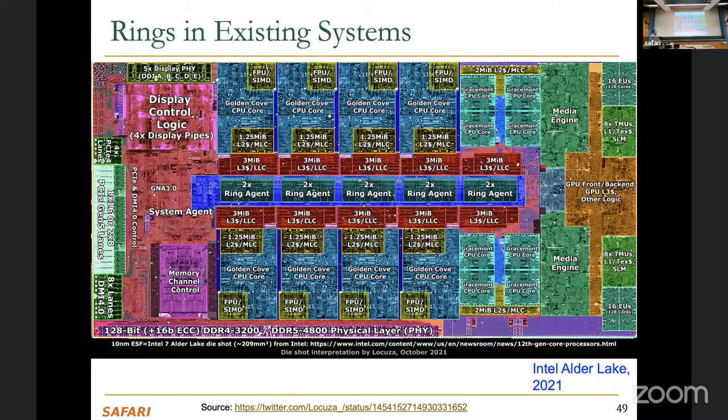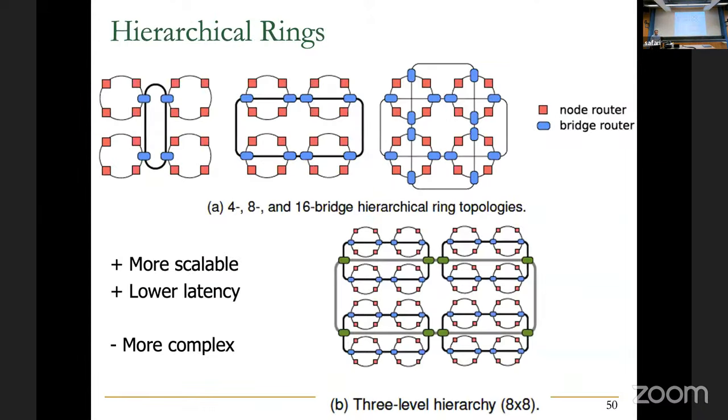This is one example of rings that has been used in an existing system. Here, the connection between cache banks, you can see this ring agent. We don't know exactly how it has been implemented, but essentially it has been used. Rings can also be hierarchical, so you can have multiple rings in your system and connect them hierarchically. The first example here is a ring with four nodes, but these four-node rings can also be connected to make a bigger ring, and these are some other examples that you can see here.